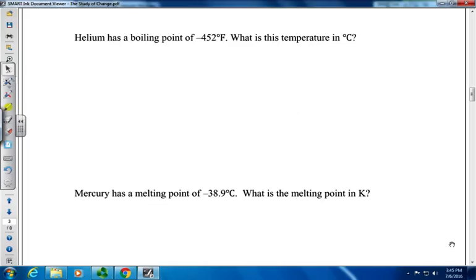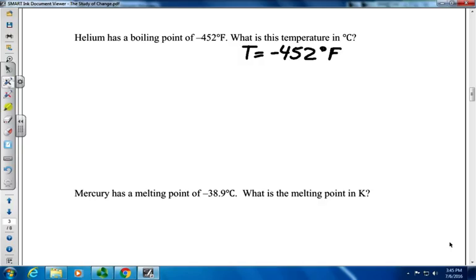when you're going from Fahrenheit to Celsius. So let's look at this problem. Helium has a boiling point of negative 452 degrees Fahrenheit. That's very cold. Helium likes to be in its gaseous state, even when it approaches absolute zero. So what is the temperature in degrees C? So again, we want to take our given. We know that the temperature is negative 452 degrees Fahrenheit. Okay? And then we're going to want to convert it to degrees Celsius.